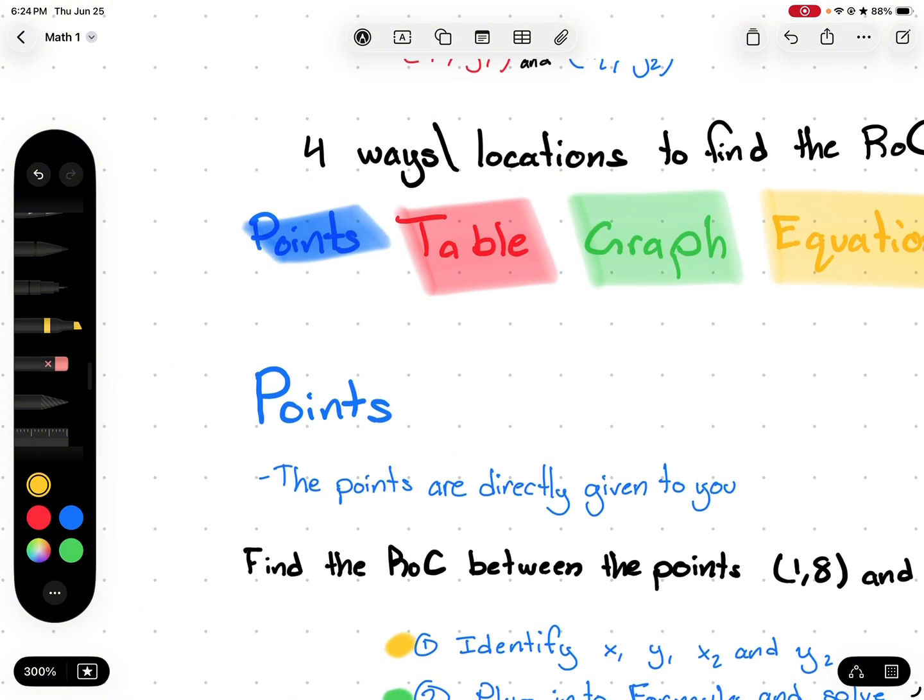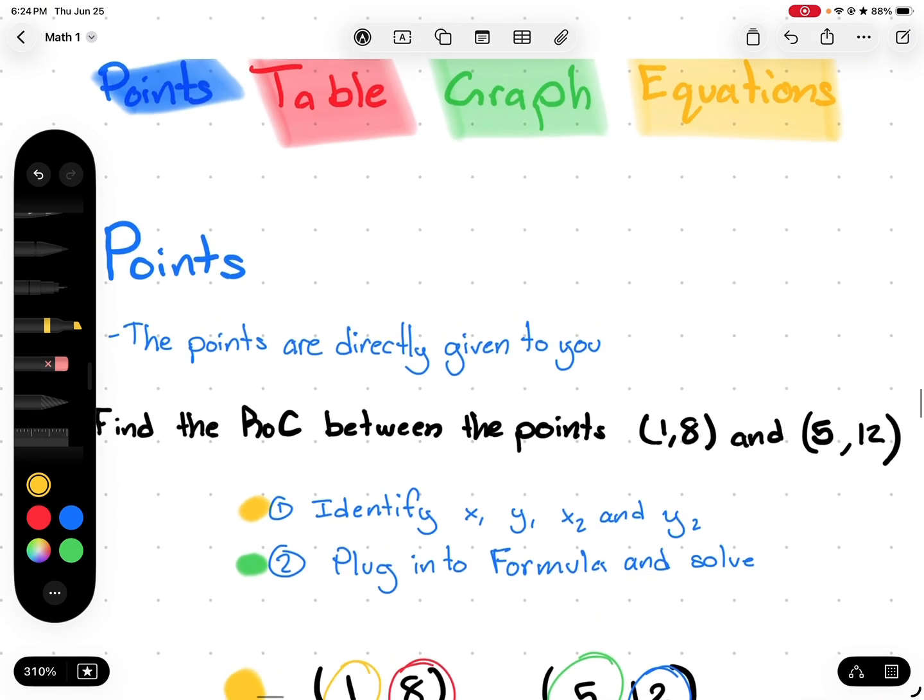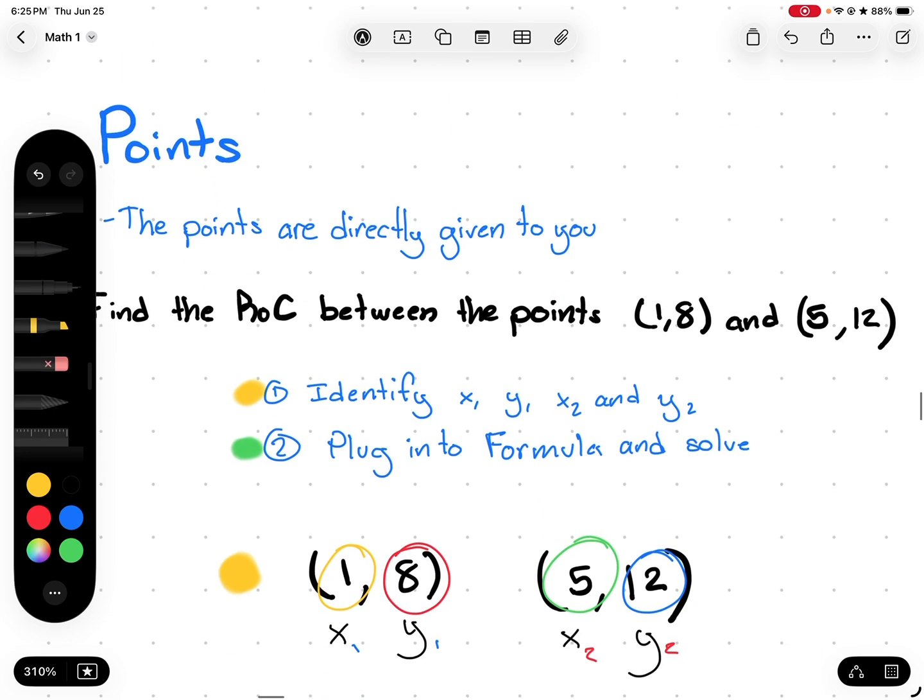So when you have points and you're asked to find the rate of change, the points are given directly to you, and your goal is to use the numbers and plug them into the formula and just get that answer out. So here's how. Find the rate of change, which is ROC, between the points 1, 8, and 5, 12. First, we have to identify x1, y1, x2, and y2. And I do that down here.